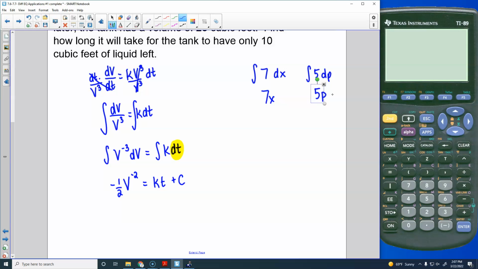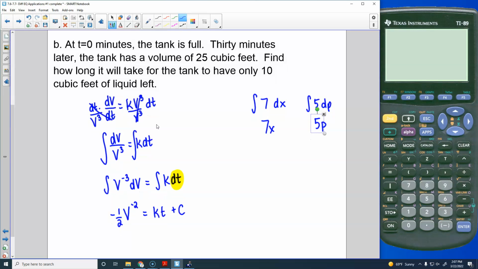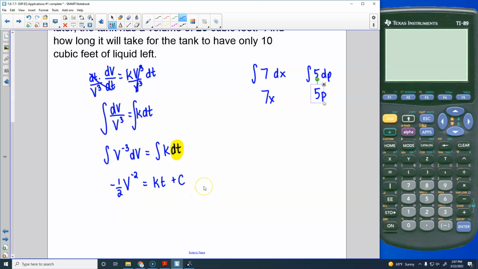All right. So we have now solved the differential equation. We wonder how long it will take for the tank to only have 10 cubic feet of liquid left. So we've got a few options of what we can do here. We need C and we need K. We could try to solve that for V first. I think it's going to be easier to go ahead and plug in and find our C and our K.